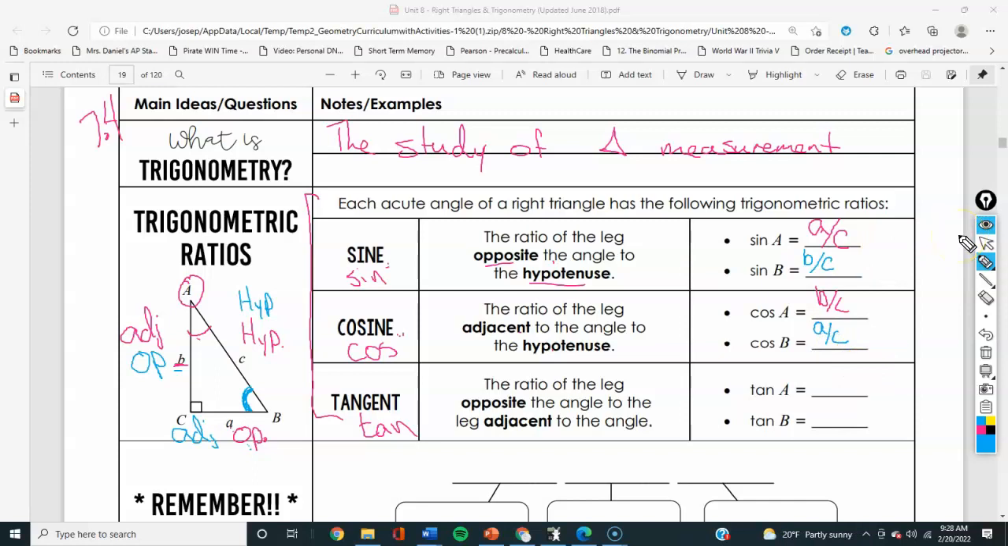Now I look at tan of A. I'm looking at the opposite over adjacent. So for A, my opposite was A, and my adjacent was B, because it changes based on the angle we're looking at. Whereas for B, it's opposite over adjacent. For B, my opposite is B, adjacent's A. Alright?